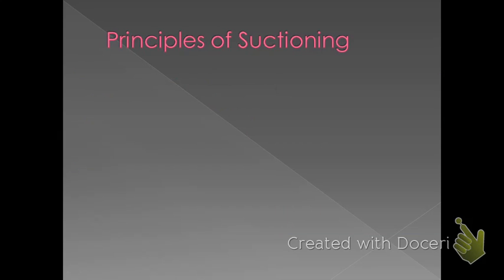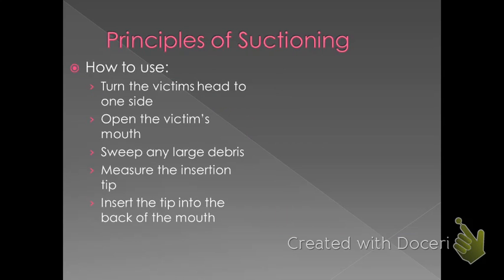So how do we use a suctioning device? Because they seem like they're pretty straightforward, but again, they're not as straightforward as you might suspect. I think the first thing that we need to do is turn the victim's head to one side. And as you could imagine, just like in the recovery position, this is done to create a gravity-dependent position, a position that would encourage fluids to be removed from the victim's mouth. Obviously you want to open the victim's mouth to get the suctioning tip into the patient's mouth.